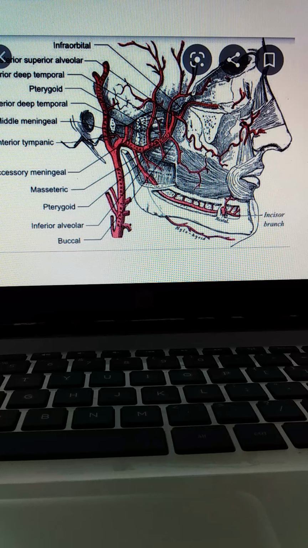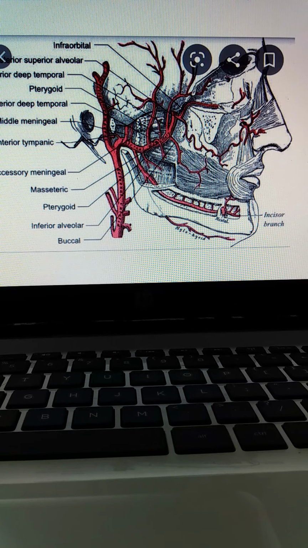So this was the course of the infraorbital artery. This infraorbital artery gives various branches. It gives the middle superior alveolar and anterior superior alveolar, and they also supply the teeth: incisor, canine and premolar.